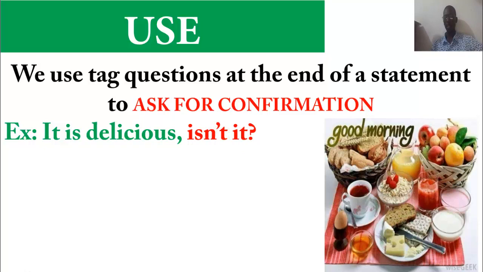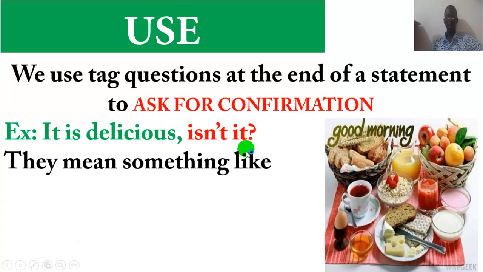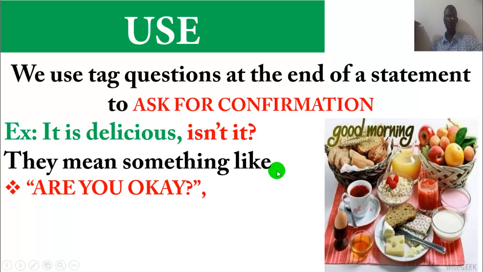So why do we say isn't it? We say isn't it to ask for confirmation about what we have said here. It is delicious. We want confirmation. So, tag questions mean something like, are you okay with what I have said?